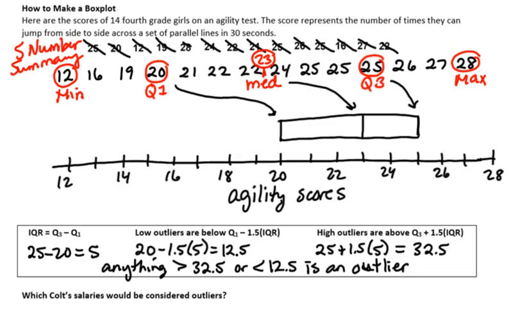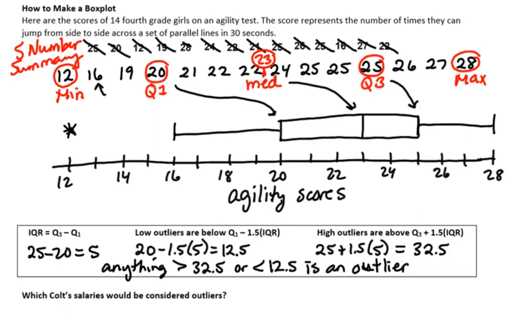Okay, so that means that 12 is less than 12.5, so it's considered an outlier. So I'm going to mark it with an asterisk. Then I'm going to extend my box out to the next lowest value, which is the 16, and it ends there. There aren't any high outliers because nothing's bigger than 32.5, so I'm going to extend my box out to 28, which is the maximum value, and there's my box plot.